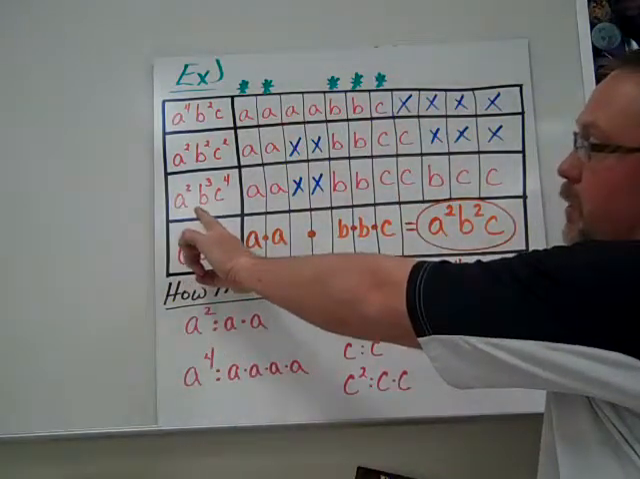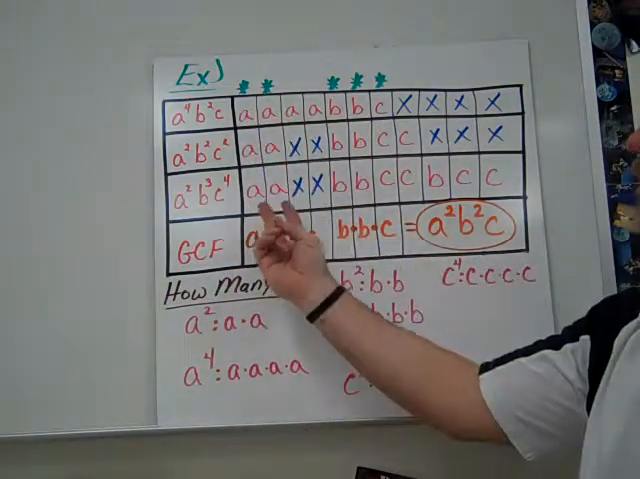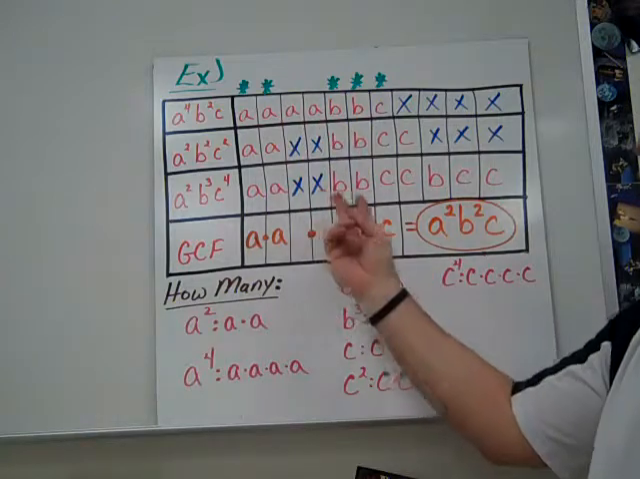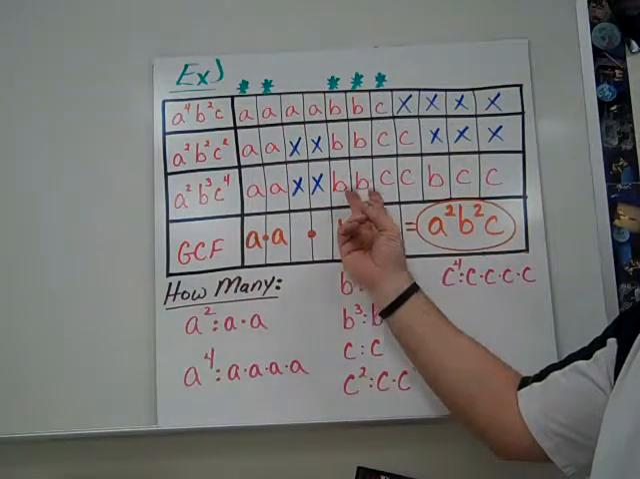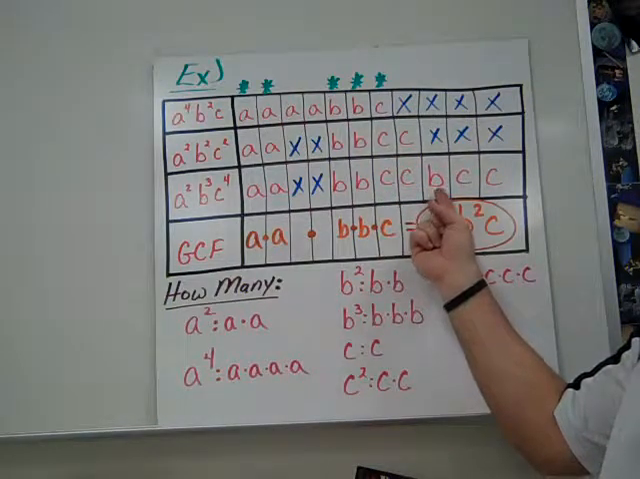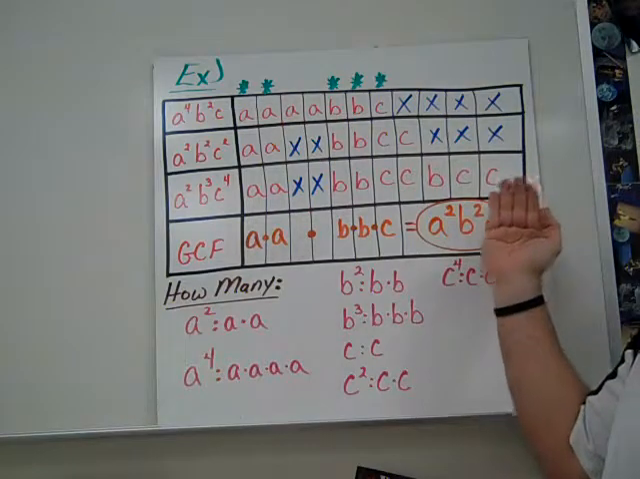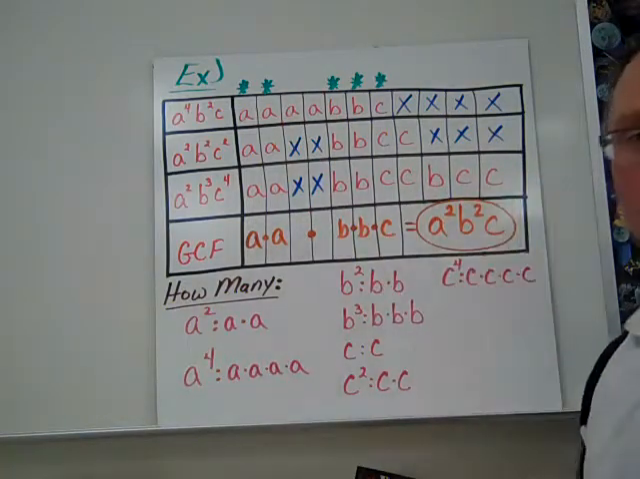My last one is a squared, b cubed, c to the 4th. So again, I have 2 a's that fit in this column. I don't have any other a's. I have 2 b's. I have 2 c's that fills in this column here. And then I have an extra b and 2 other c's. So again, I have to expand my chart out. And again, this is where your grid will get long.